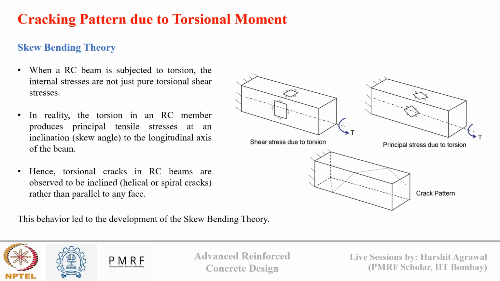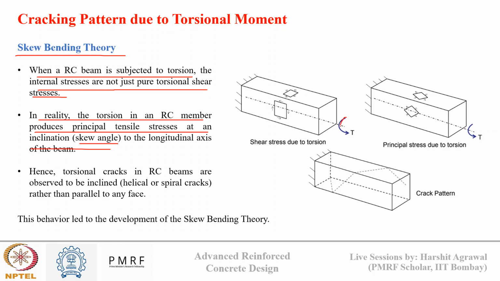How does cracking in a reinforced concrete section appear due to torsional moment? We saw there is surface cracking that appears. So how does this occur? For that there is a theory known as skew bending theory. This theory says that in a reinforced concrete beam subjected to torsion, the internal stresses are not just pure torsional shear, but in reality the principal tensile stresses are produced at an angle of inclination, known as theta angle, along the longitudinal axis.